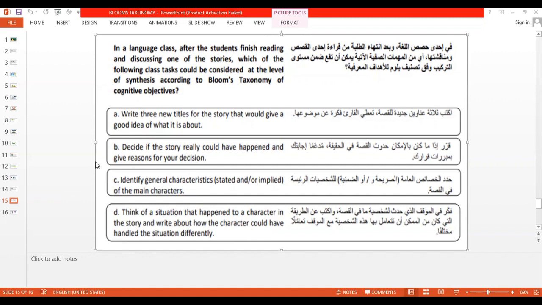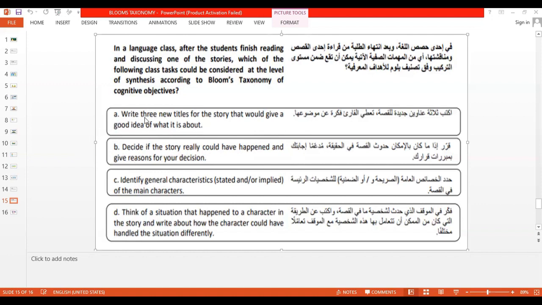Here, after the story finishes, the learner is able to identify the character, but doesn't create anything new from the learned content. So this will not come under synthesis. This is identifying, which comes under understanding. Next is, decide if the story really could have happened and give reason for your decision. Here the learner is deciding and giving reason. So this could happen only by analyzing the story. So this is not synthesizing.